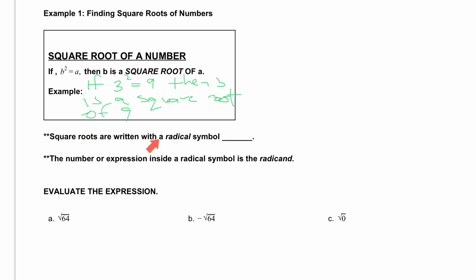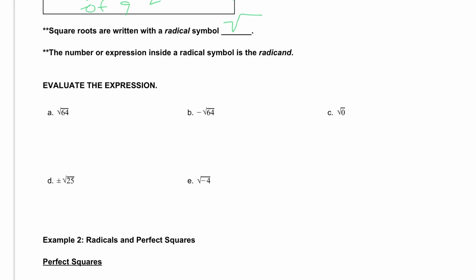Then down here it says square roots are written with a radical symbol. So that looks like this. The number or expression inside a radical symbol, so inside here underneath, is called the radicand. Then what we're going to do is evaluate the expressions below.